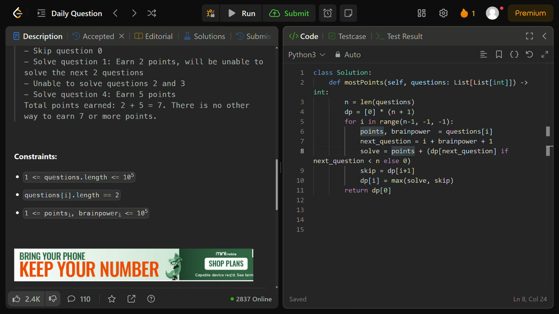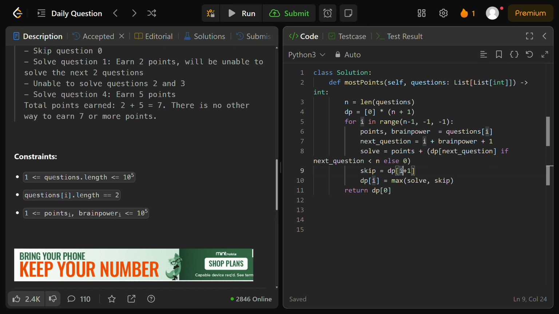And we do this by using those previously computed results for indices that are already in our dp array to make the most optimal choice. Either we solve it, adding the points from the current question to dp at the next question, only if that keeps us in bounds, meaning the index of the next question is still in bounds. Otherwise, we simply add 0. Or we skip it by just taking dp at i plus 1.